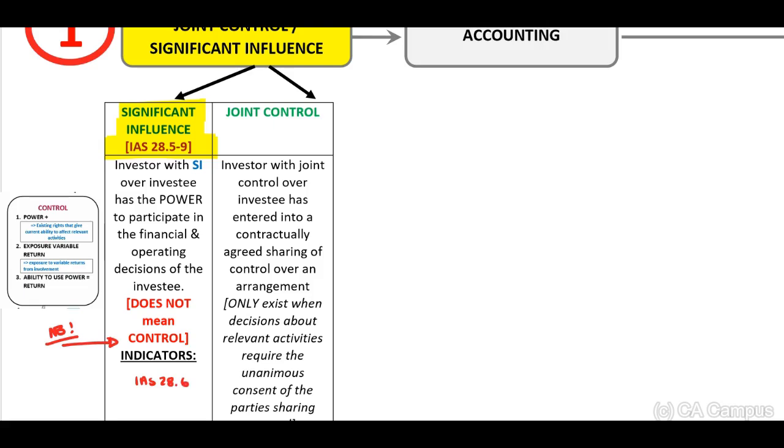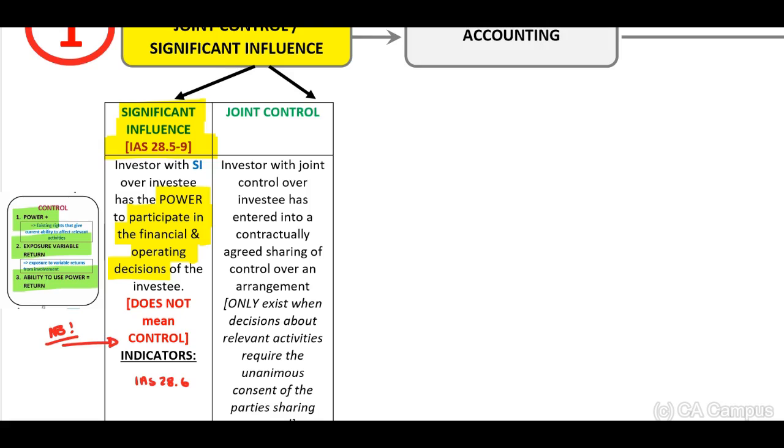If you look at the definition of control in terms of IFRS 10 on the left side of your screen, remember this will be when the entity has power plus the exposure to variable returns plus the ability to use the power to affect those returns. Significant influence, they have the power to participate in financial and operating decisions. They will not be receiving any dividends based on these decisions.